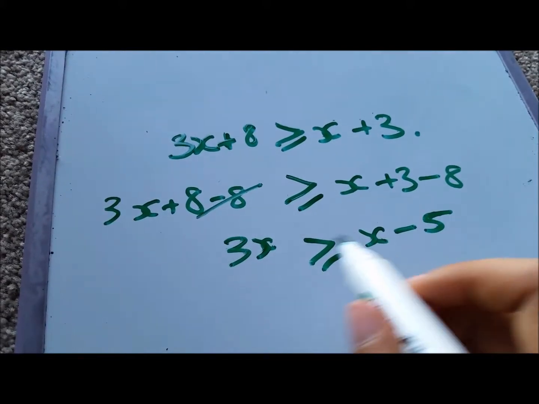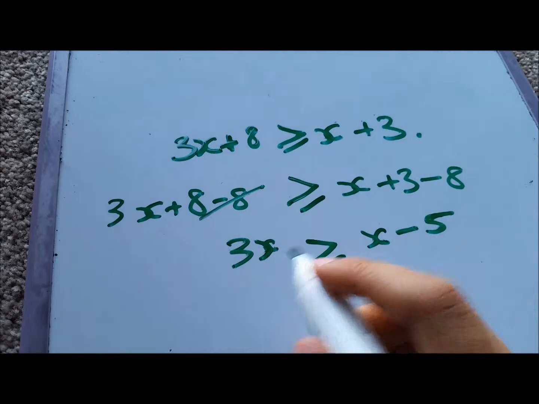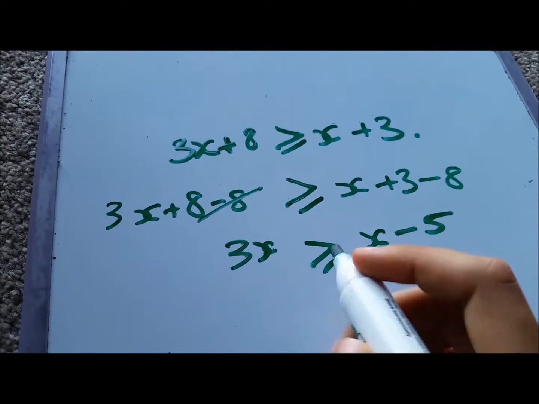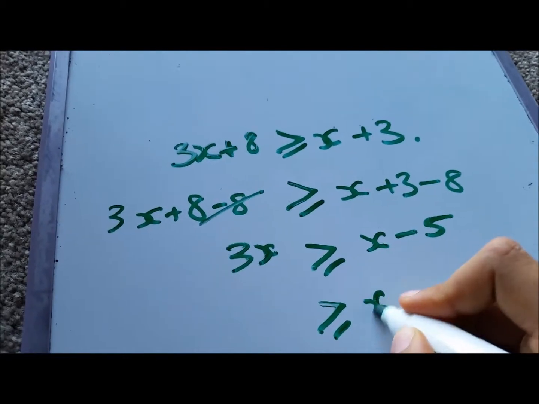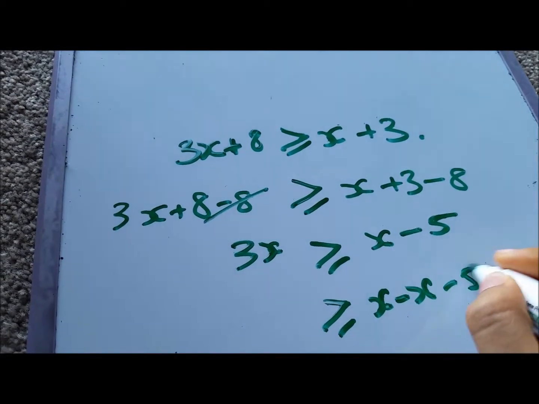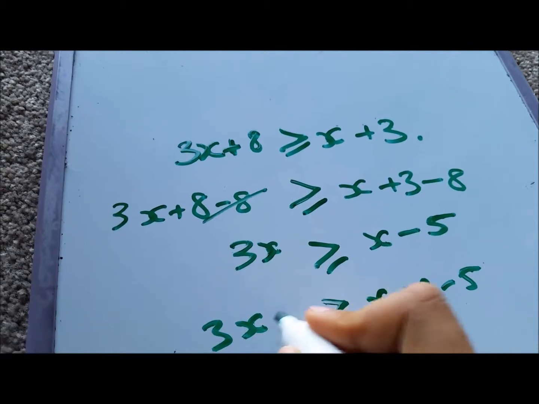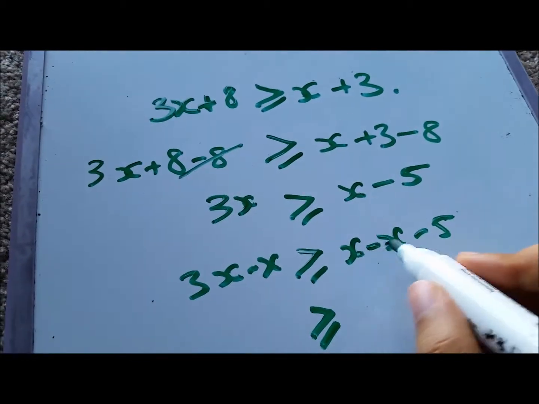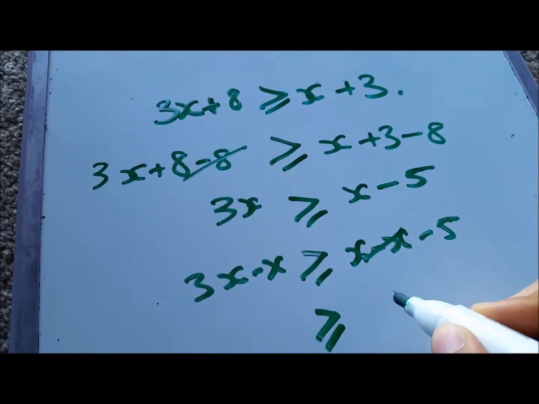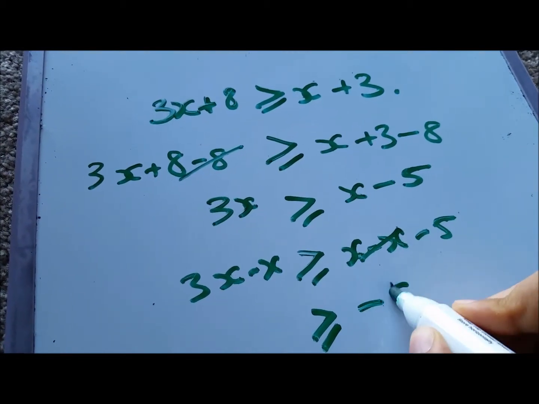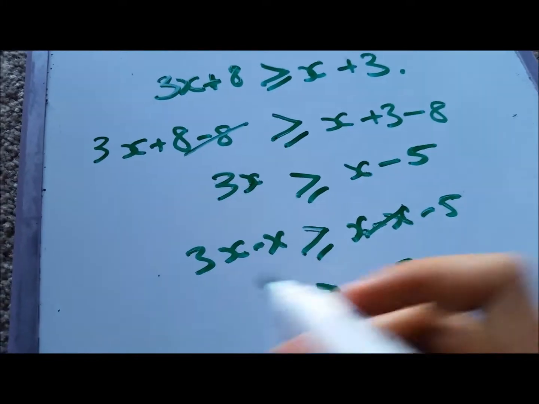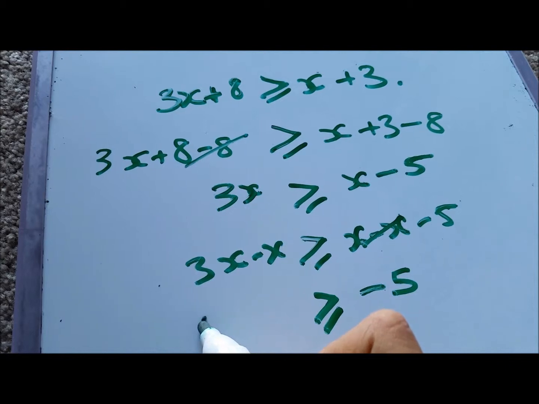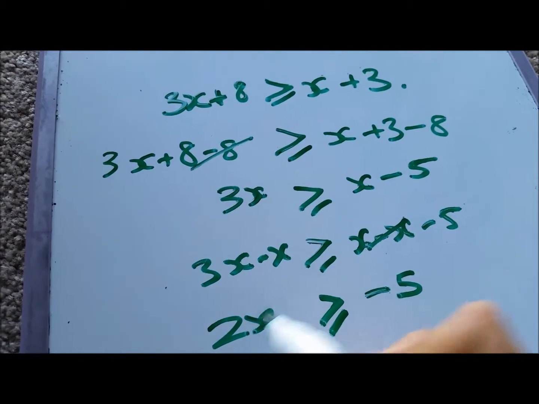Now we want to subtract x from both sides, because ultimately we want the x's on one side and just the singular numbers on the other side. So we're going to get x minus 5 and 3x minus x. These two x's are going to be crossed out and become 0, and we're going to be left with negative 5 on the right hand side, and then 3x minus x is equal to 2x.